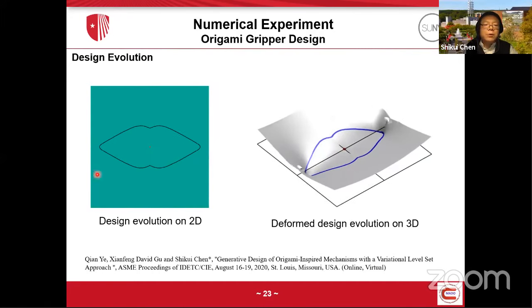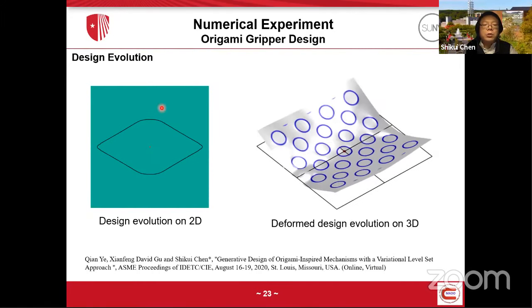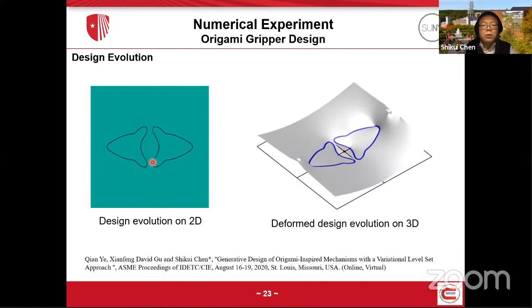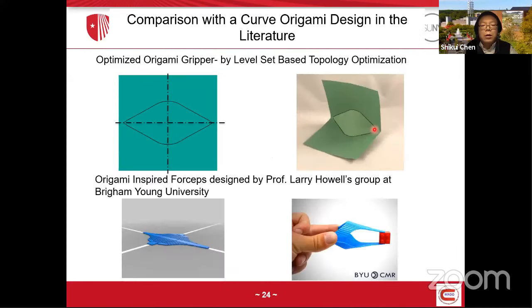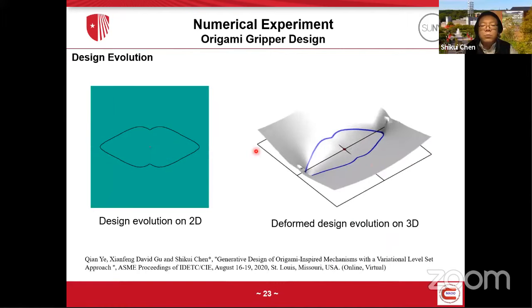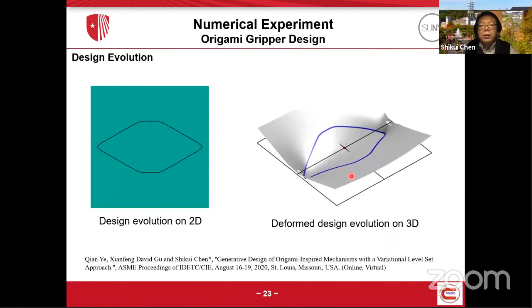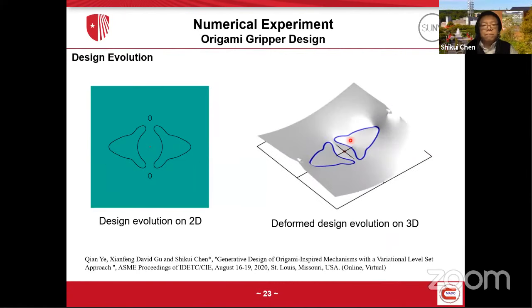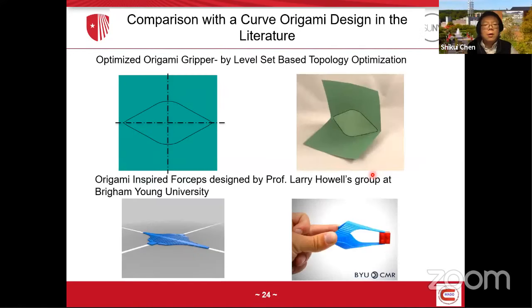So this is the first design we achieved. The left one shows the boundary evolution of the origami structure. The right one is the deformed origami structure. You can see how the manifold deforms. We also make a comparison between our design and the design from Professor Howell's group at Brigham Young University. They achieved this using an ad hoc approach, and it's quite similar to that design.